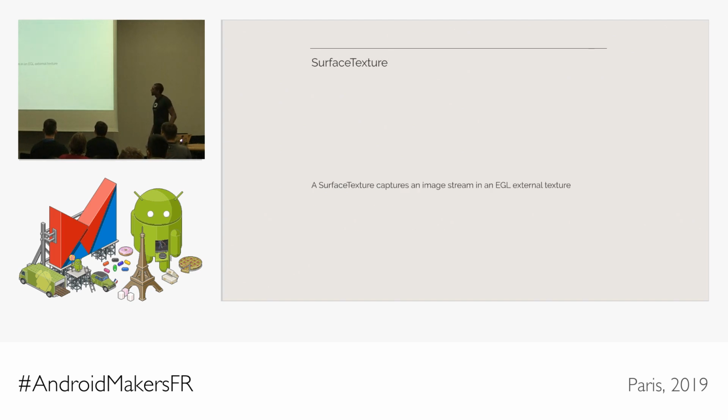So what is this SurfaceTexture thing? A SurfaceTexture is basically a way to capture an image stream as an EGL external texture. EGL being the Embedded Graphics Library, it's an API that is used for interoperability between different graphics APIs like Vulkan, you might have heard of, and OpenGLES.